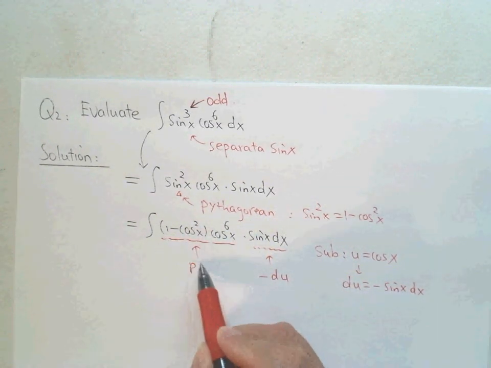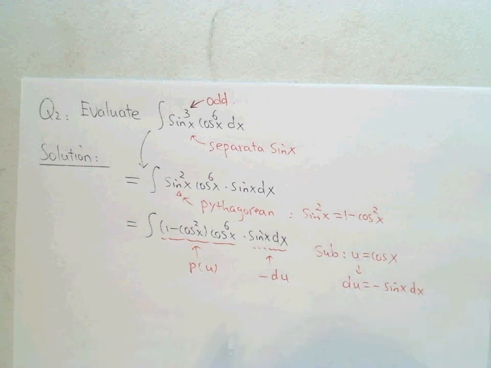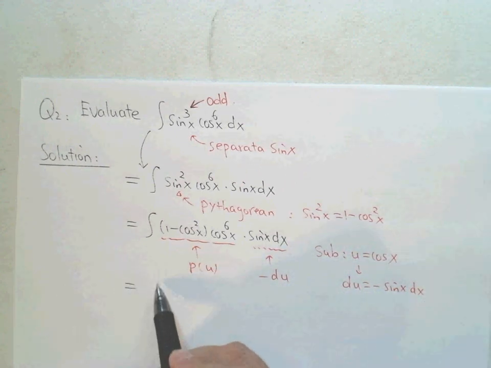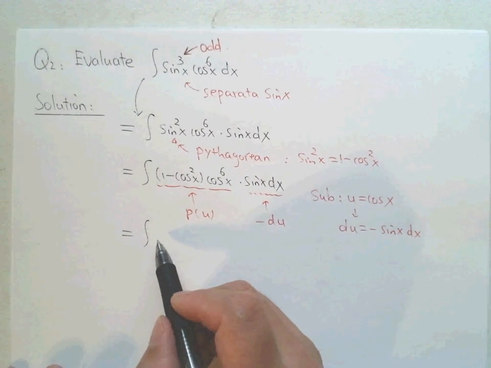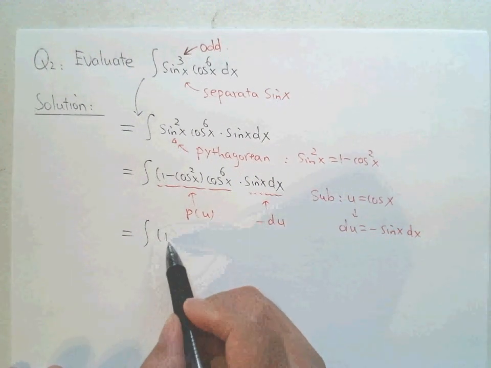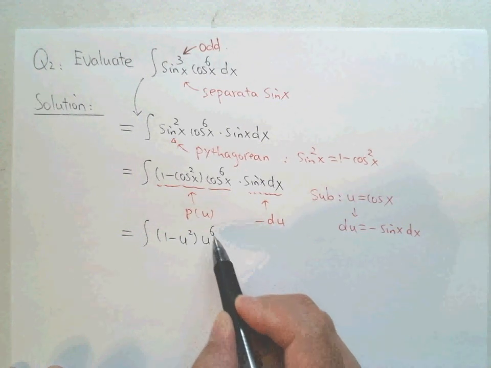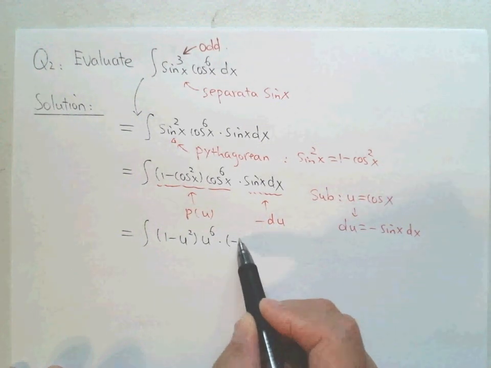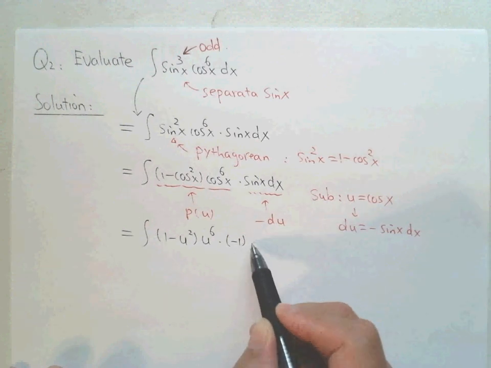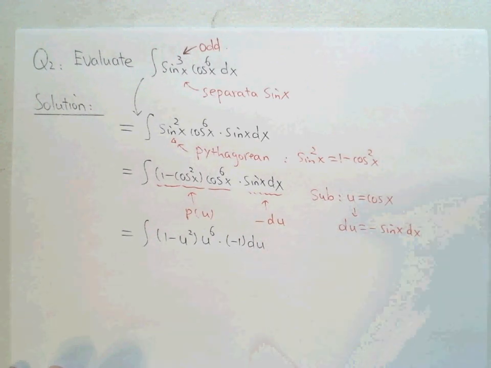What's this? And this is a polynomial of u, right? Okay, so now it's the same as before. We just do basic calculation. So I put it there. So this is 1 minus u squared and u to the 6th times negative 1. Okay, I use negative 1 times du.